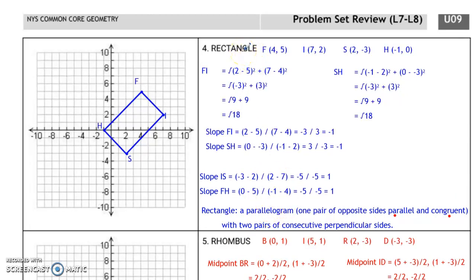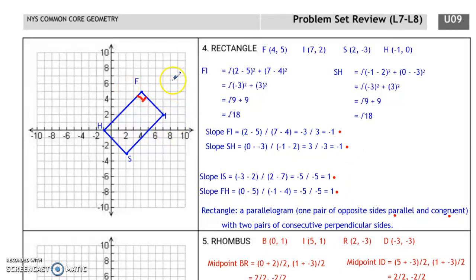But a rectangle is a special kind of parallelogram, one in which they have two pairs of consecutive perpendicular sides. In other words, this angle has to be a right angle. In other words, we need, for example, FI and FH to be perpendicular to each other. So we found the other slopes. It turns out that this slope and this slope are what's called negative reciprocals, which in other words, whatever this slope is, you flip it upside down and turn it to the other sign, and it becomes the negative reciprocal. Same thing here and here, which means these two lines are perpendicular to each other.